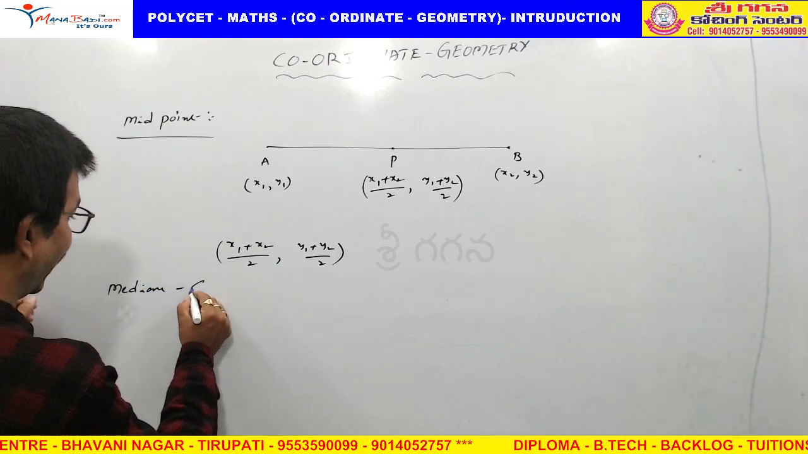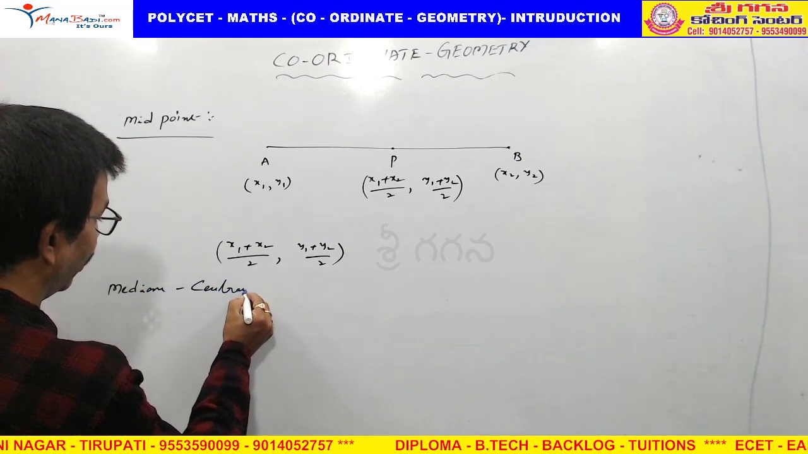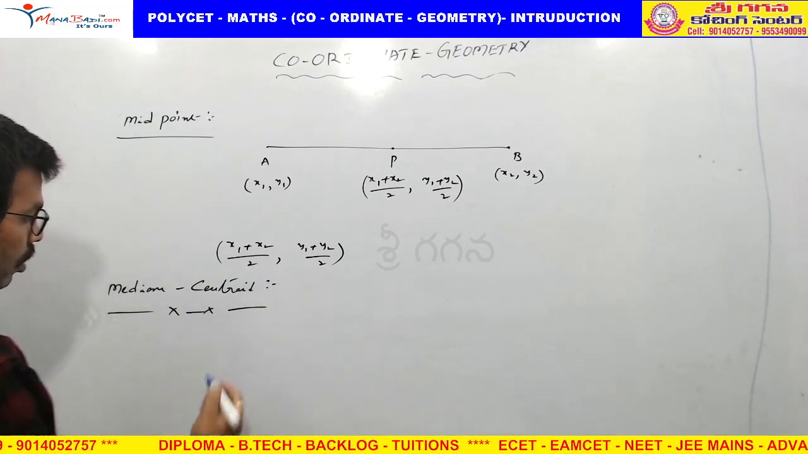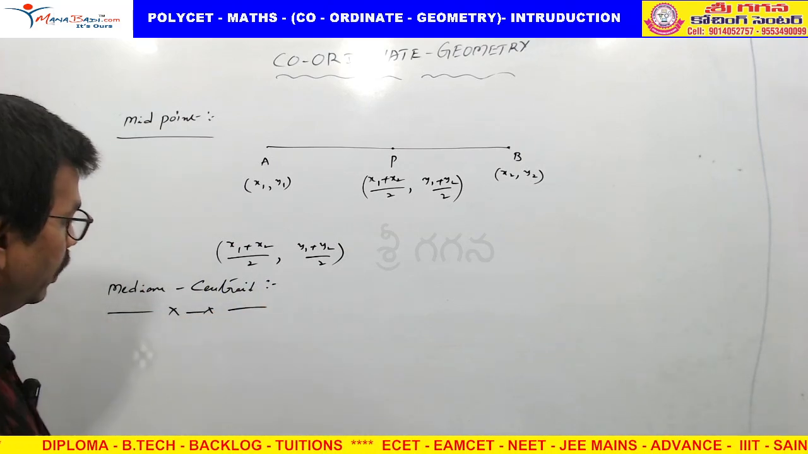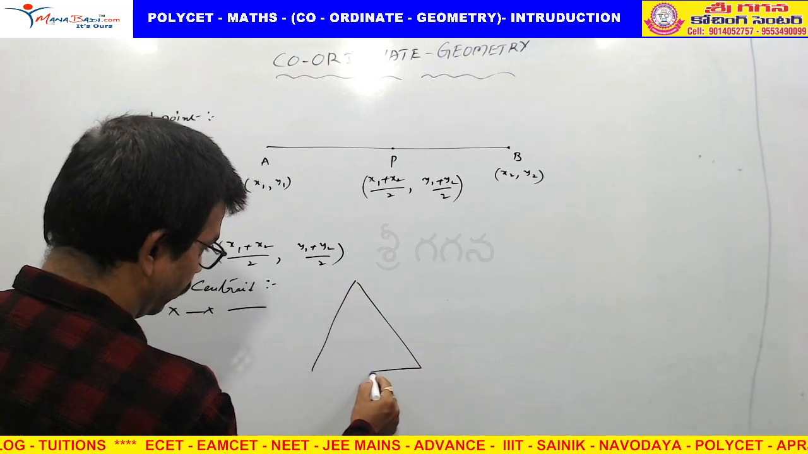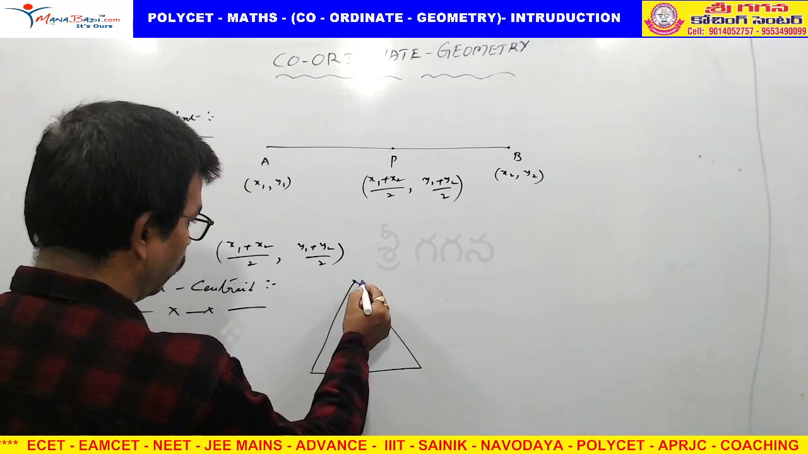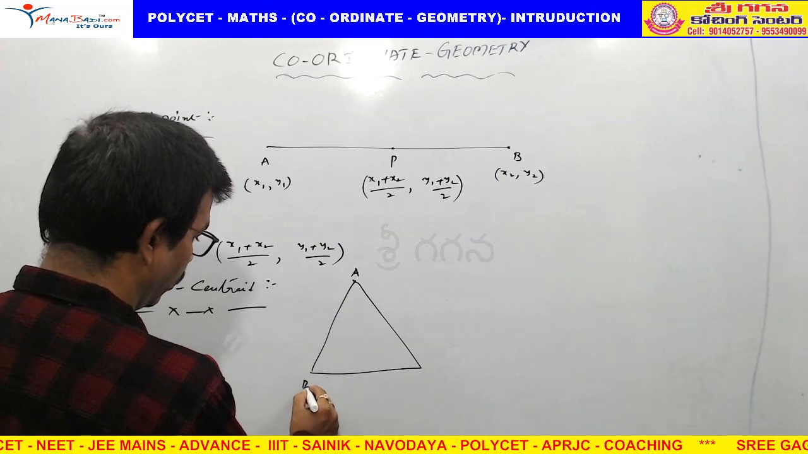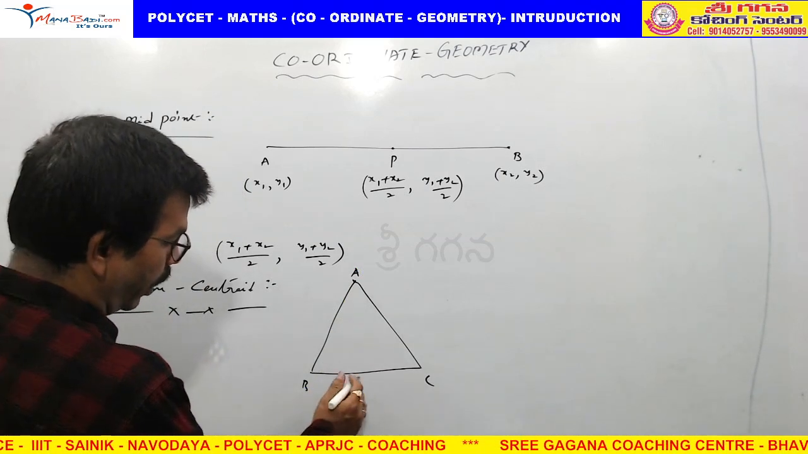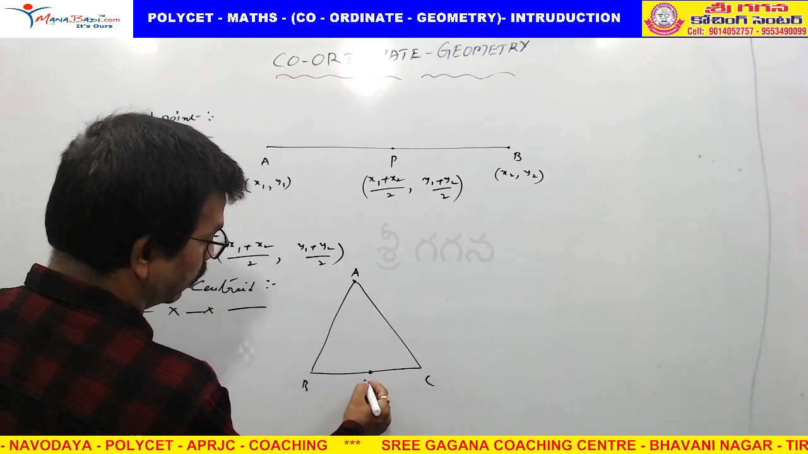Median and centroid. This is also very important. So what are median and centroid? If you take a triangle ABC, so if you take this ABC, for the median I am taking the midpoint on BC, D, this midpoint.